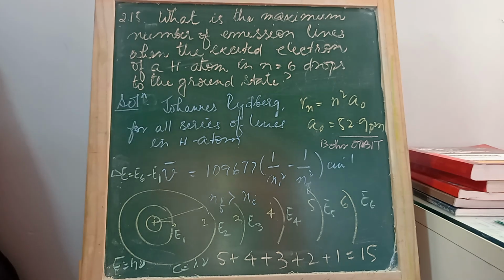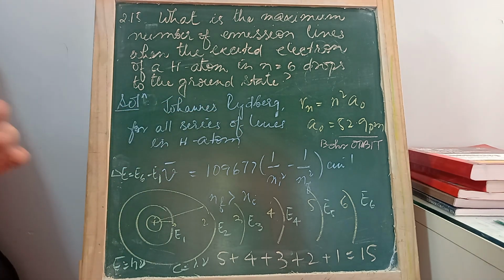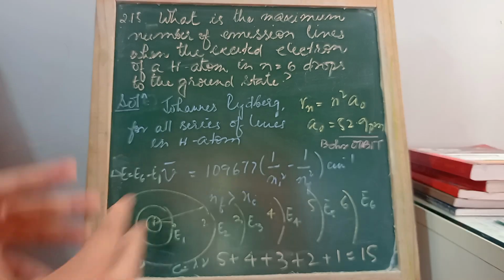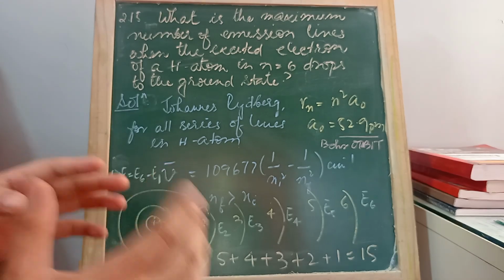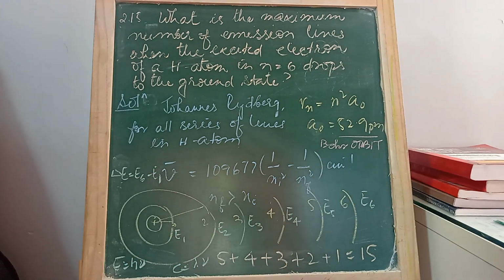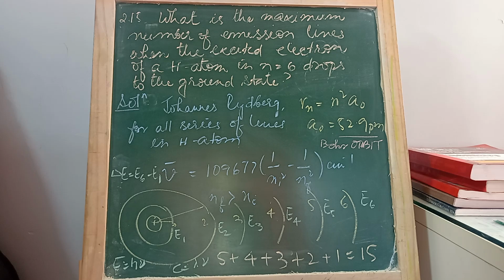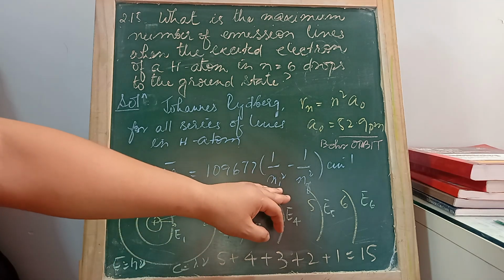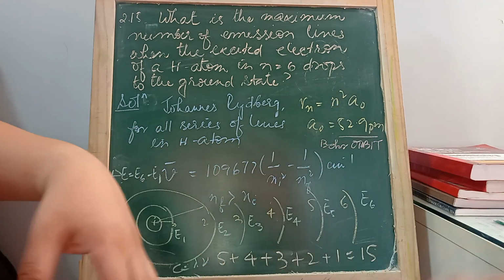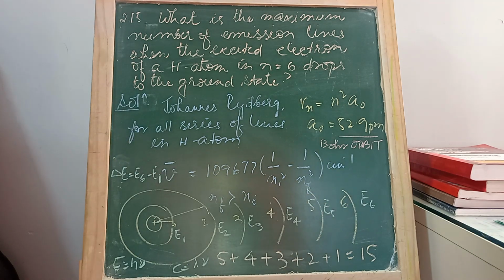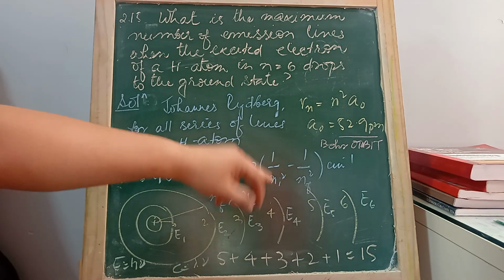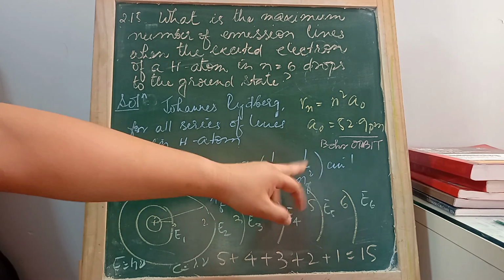But in the very earlier times, Johannes Rydberg, the Swedish physicist, gave a general relationship which is used to calculate the wave number for hydrogen atom, depending upon from which orbit the electron is jumping. Initially it was in ni, then the final orbit is nf. The relationship is given by 109677 times (1 by ni square minus 1 by nf square).